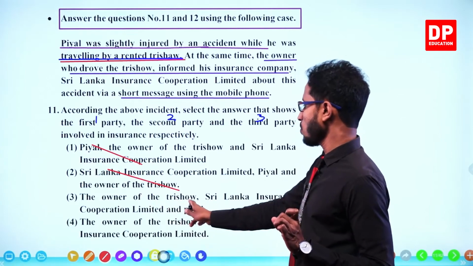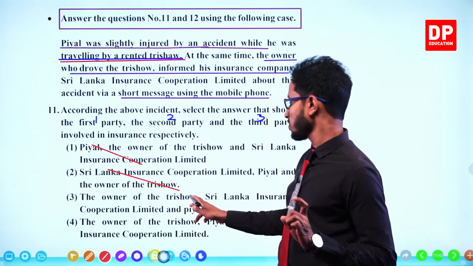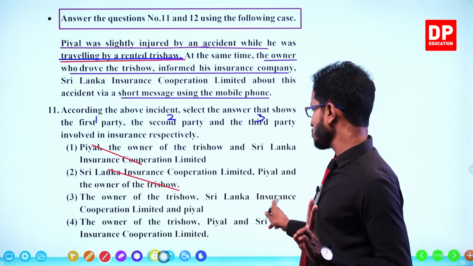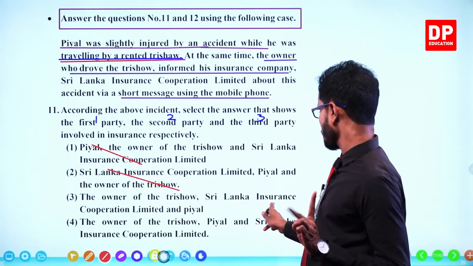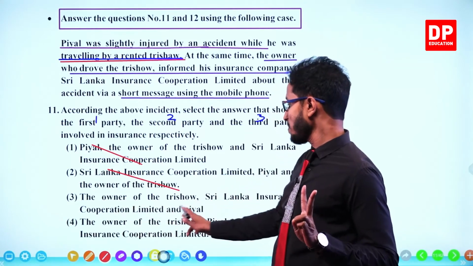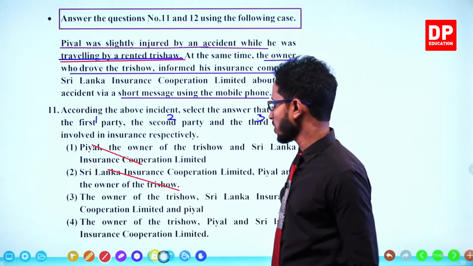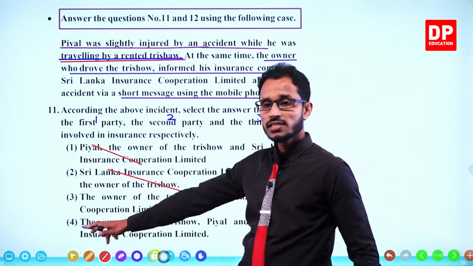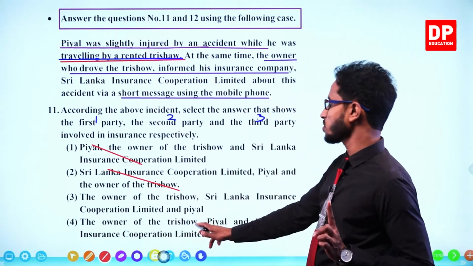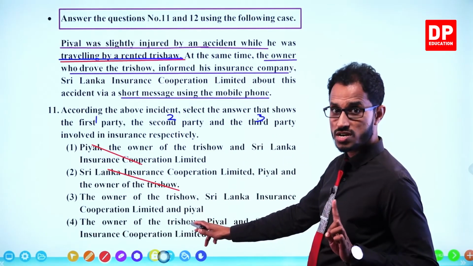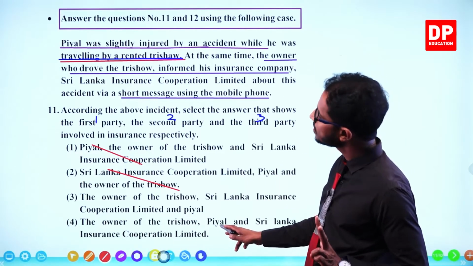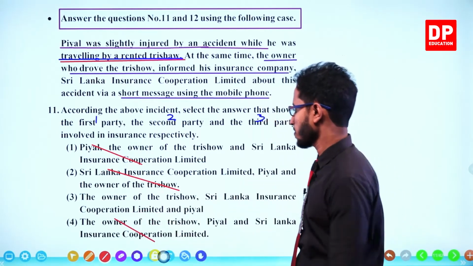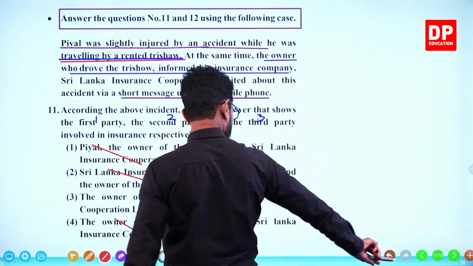Owner of the trishaw, okay. First party is the owner of the trishaw. Second party, Sri Lanka Insurance Corporation. That is also correct. And third party is Pierre. I think that's okay. Fourth answer, let's see. Owner of the trishaw, that is okay, insured. Pierre is the second party. No, that is wrong. Answer is third.